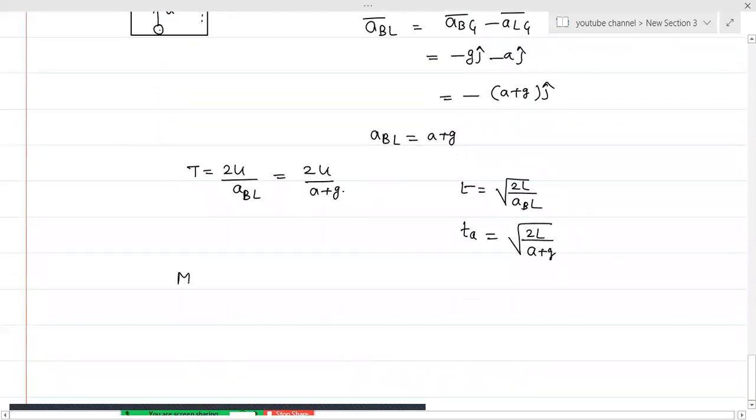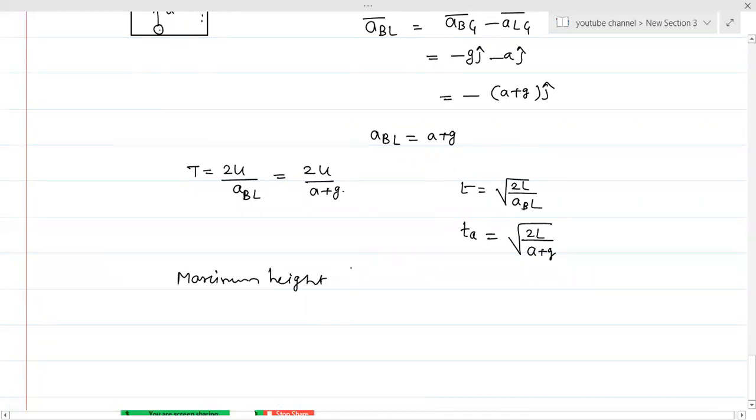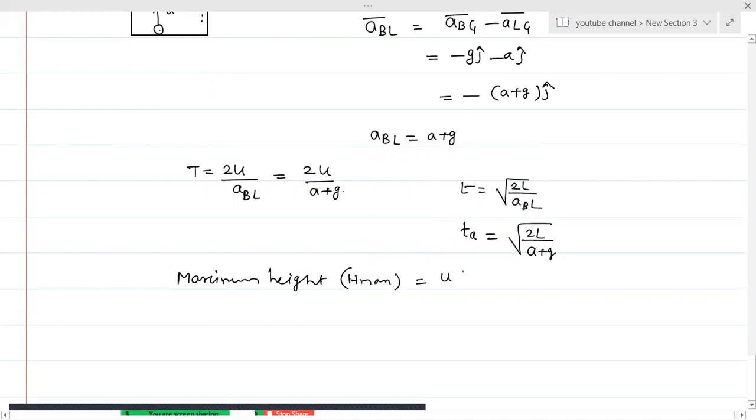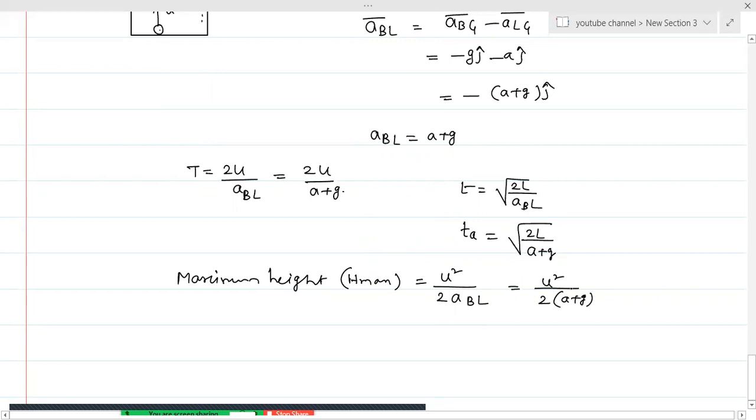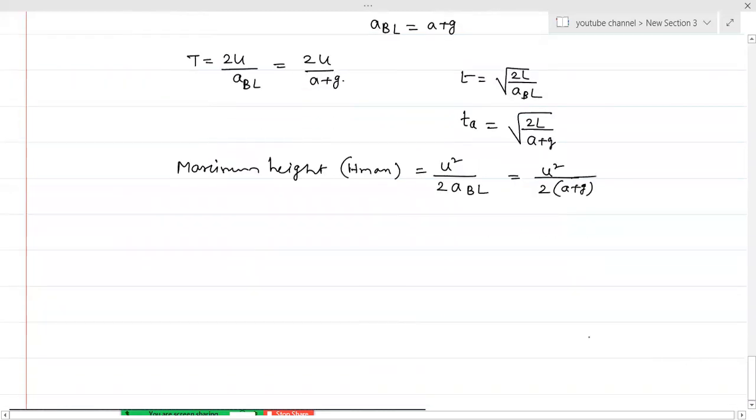And also we will think of the maximum height. H maximum is generally u square by 2g, but we will take the acceleration of the body with respect to the lift. So therefore we will take u square by 2 into (a plus g).